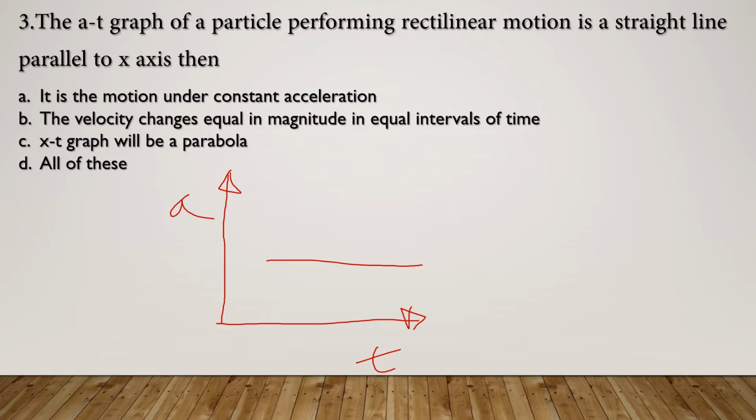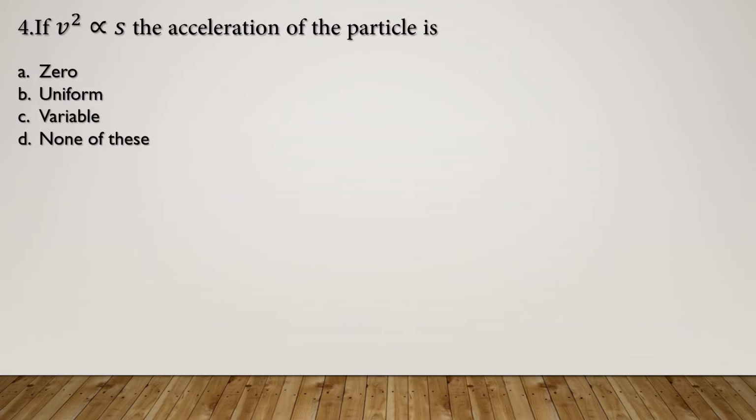So the given graph is the a-t graph. If we plot the v-t graph, it is going to be an inclined line like this. So it simply means that velocity is changing, and the change in velocity is equal in magnitude in equal intervals of time, which indicates that option B is also correct. Now if the v-t graph is an inclined line, the x-t graph is going to be a parabola, and that is why all three options are correct. For this question, the correct option is option D, that is all of the above options are correct.